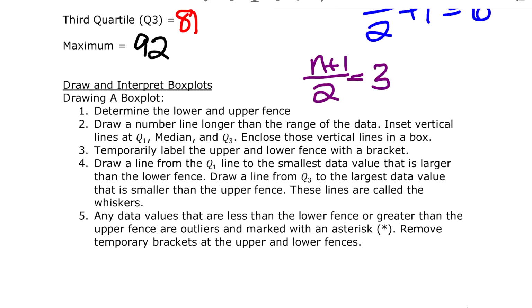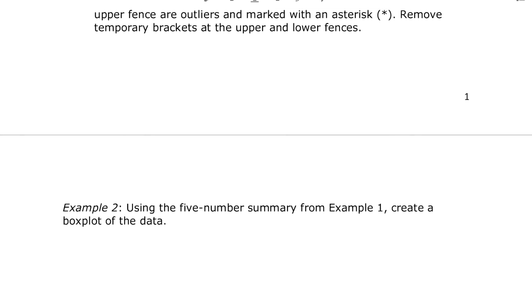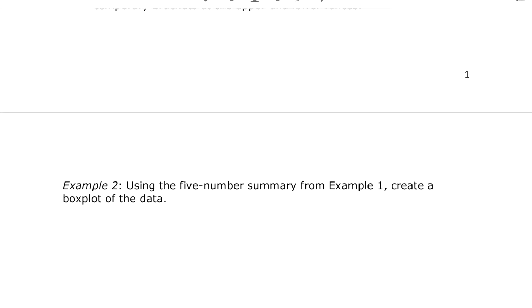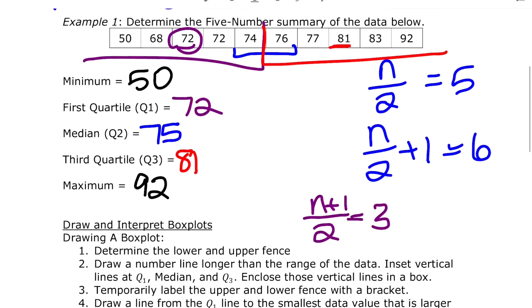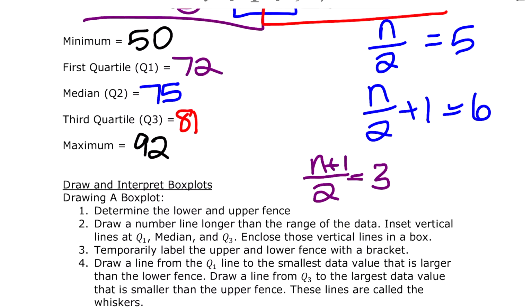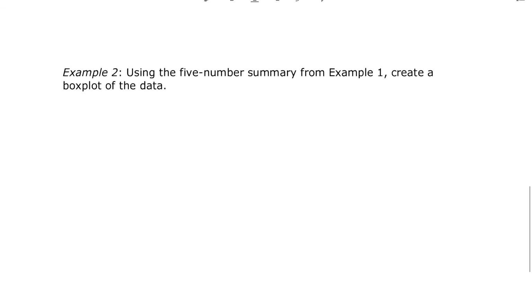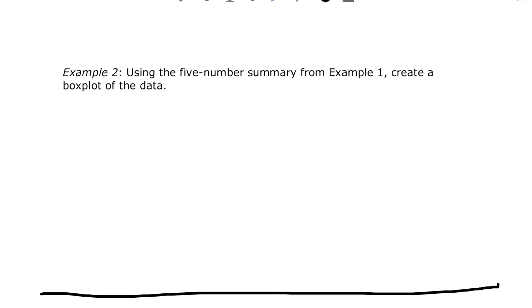So now we're going to look at how to draw a box plot. There are lots of steps to drawing a box plot. I'm going to go through these steps as I'm drawing the box plot on this next page. So we're going to use the data from example 1 to create the box plot. So the first thing I need to do is draw a number line. I'm going to do that in black. Okay, so I'm just going to draw a line across the page.